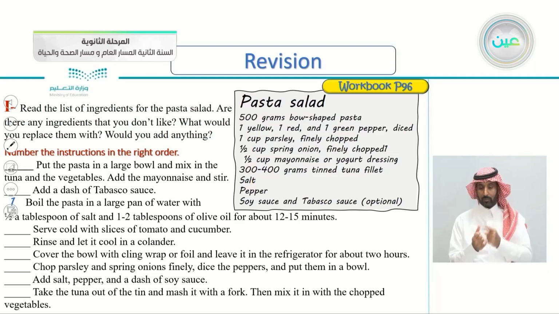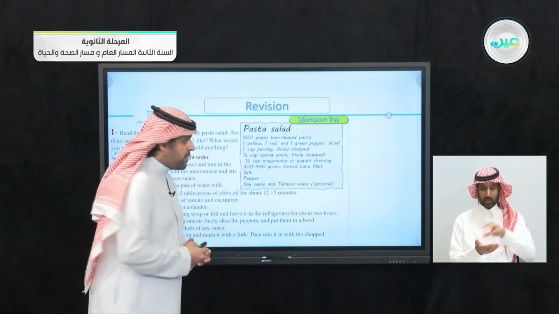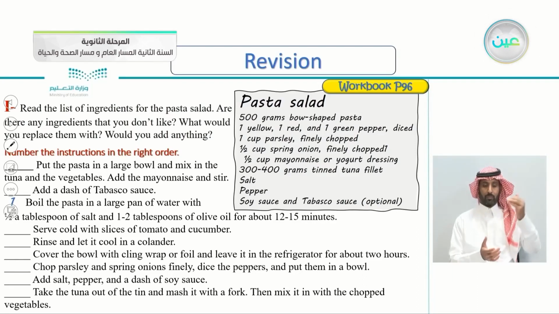So these are the ingredients for the pasta salad. We have pepper, parsley, onion, chopped of course, mayonnaise, yogurt, and Tabasco sauce, which, for my preference, I don't like. So I'll be removing the Tabasco sauce.